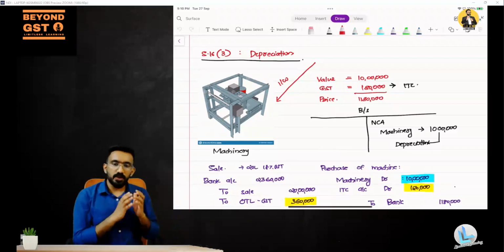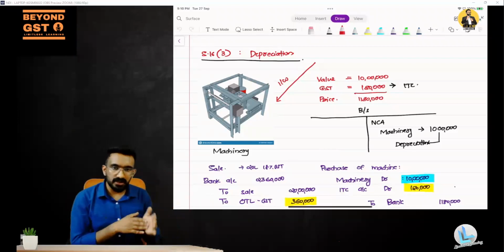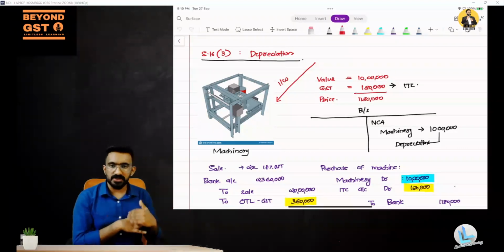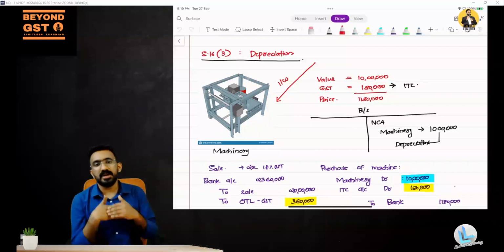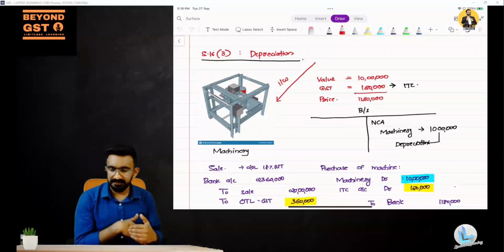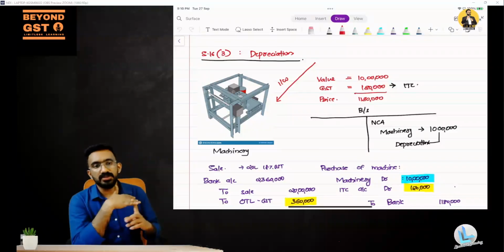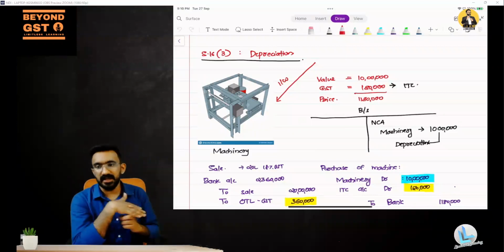So if you're not claiming ITC on the GST component, then you are allowed to take depreciation on the GST component. Otherwise, what you should do, you should only capitalize 10 lakh and take 1,80,000 as ITC. So you cannot claim both depreciation and ITC on the tax component.